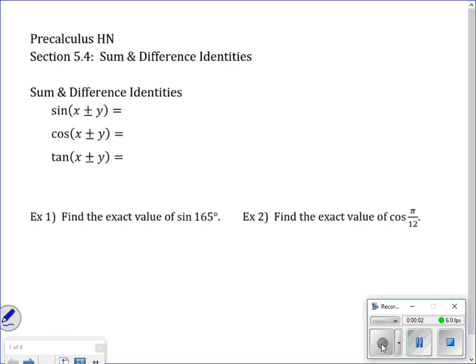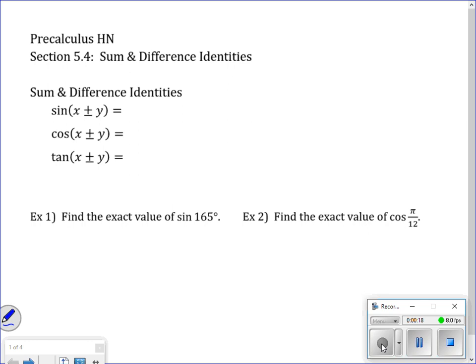All right, so in section 5.4, we have some more identities to deal with, like we did in sections 5.1 and 5.2. In section 5.3, we were just solving equations, and so we were using our identities sometimes, and these are going to be some more to help us out. So these are called sum and difference identities.